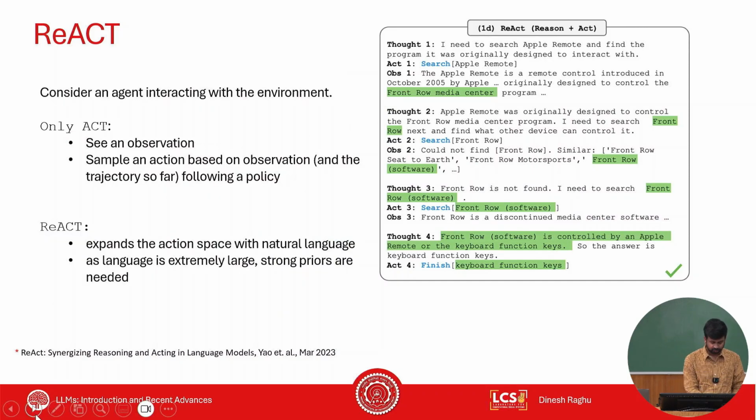Right. So like I said, it's an extremely large language space, and so very strong priors are needed. That's why this particular paper had to wait until you have something like GPT 3.5 or GPT 4, right? Because otherwise, even if you had this idea, you would not have been able to get good results with it.